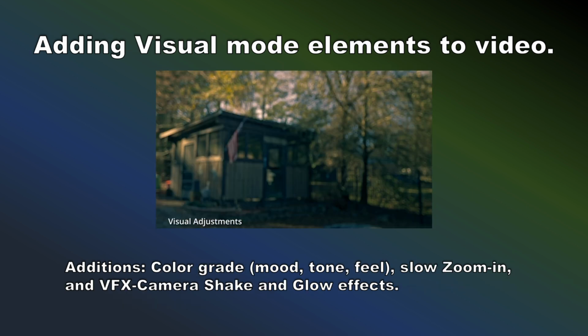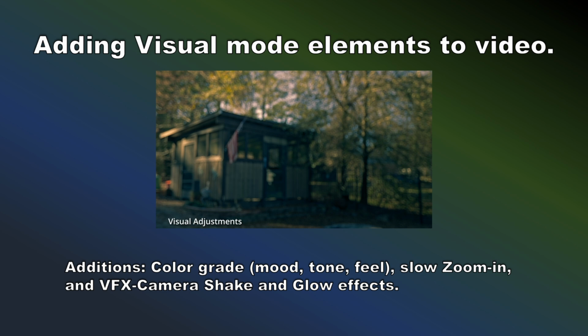Let's see, next. So then we start adding visual mode elements. Here I did a little color grading. From what I'm looking at in this shot right here, it looks like the shadows are a little cooler, a little bluer. But then I also did a little slow zoom in with the camera, and I added camera shake and some glow effects. So you'll notice on the left where the sunlight is hitting the side of the building that it seems to pop a little more than it did in the last one.